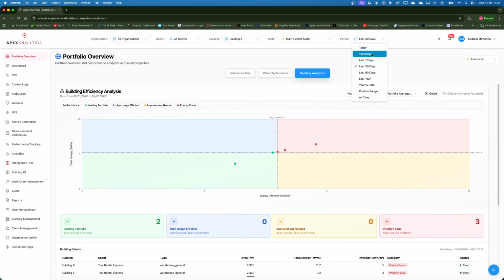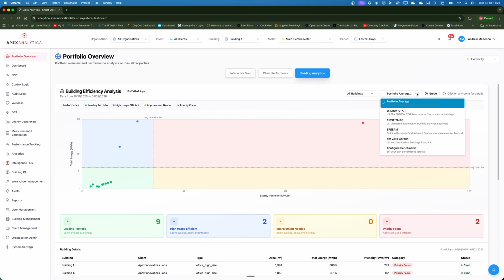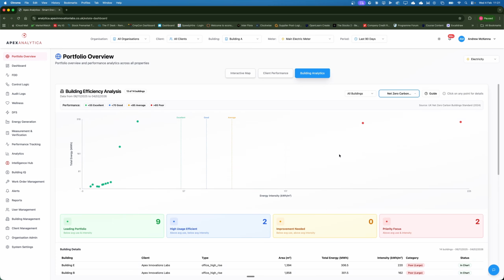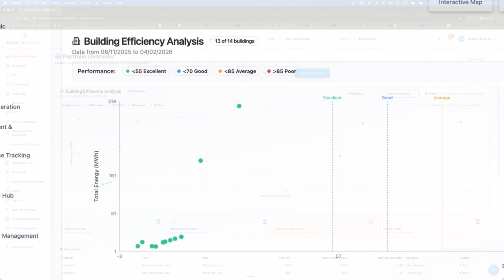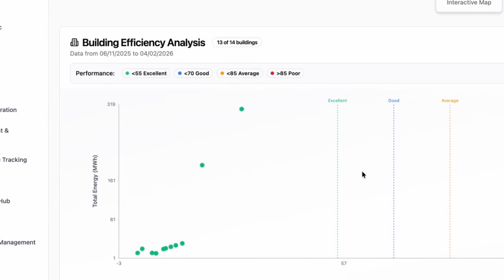We also have the ability with this to look at different benchmarks. So this is a relative scale, so just benchmarking your portfolio. But in this instance, we can go down to something like net zero operational carbon, and we can see, based upon the statistics of how they put together their benchmarking, which ones actually fall within different criteria.